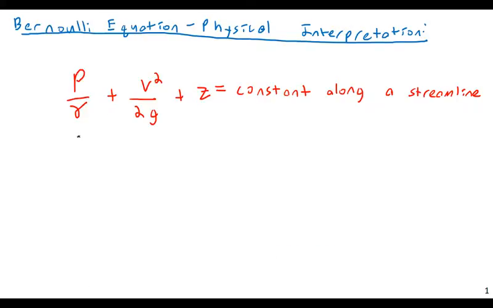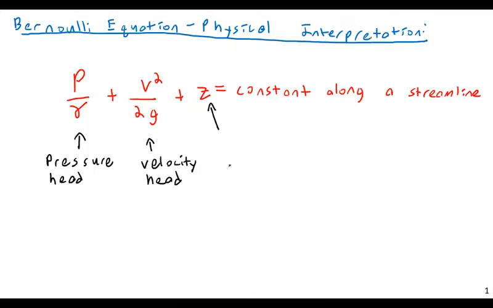So, there is a term. Anyone know what we sometimes refer to P over gamma as? Pressure head, yes, pressure head. We refer to V squared over 2g sometimes as velocity head. And we refer to z as elevation head.